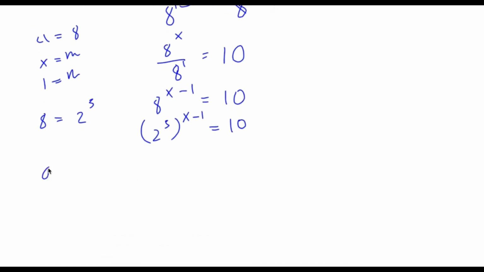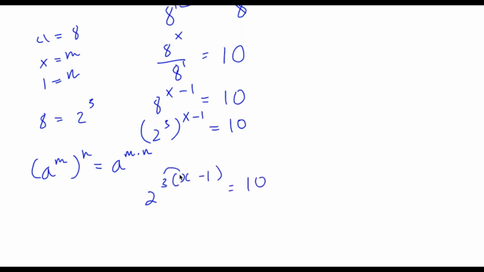Now, if I have something in the form a to the power of m to the power of n, this is the same thing as a to the power of m times n. So 2 to the power of 3 to the power of x minus 1, this is the same thing as 2 to the power of 3 times x minus 1 is equal to 10.